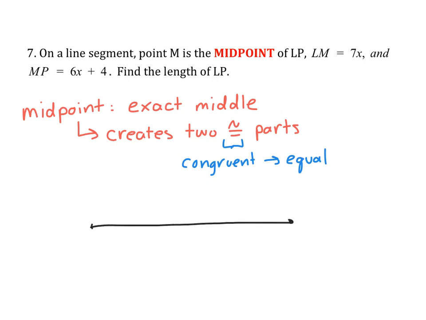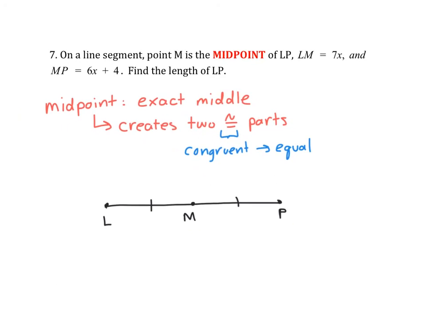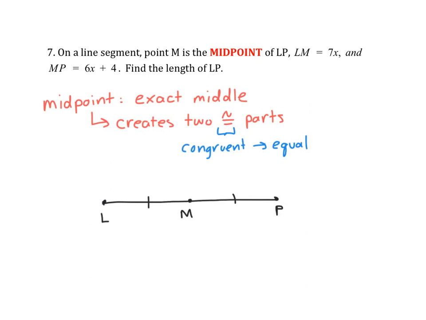So here's our line segment, LP, and it says M is the midpoint, so I'm going to put it as close to the middle as I can, and I'm going to mark the two segments with these dashes showing that they are congruent. That's really important to being able to solve this problem. So now let's label it. It says LM is 7x, MP is 6x plus 4, and they would like us to find the length of LP. So just keep that in mind. We're not just solving for x. Since we have already marked that the two segments are congruent, that literally means they're equal to each other. So there's the equation that we can do.